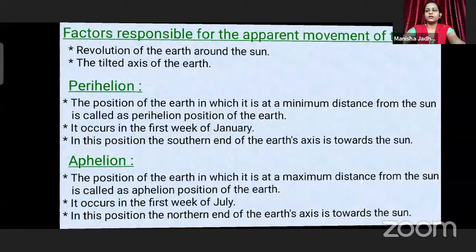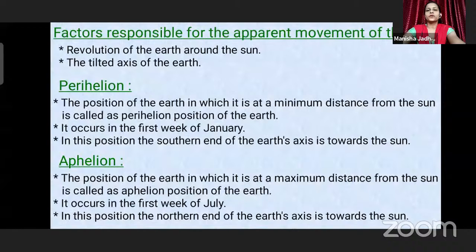Yes, we have seen why the sun appears to be moving. What are the factors responsible for the apparent movement of the sun? There are two reasons. First is the revolution of the earth around the sun, and second is the tilted axis of the earth. Because of the revolution of the earth and the axis of the earth being tilted, it spins around itself on a tilted axis. Because of these two reasons, the sun appears to be moving.